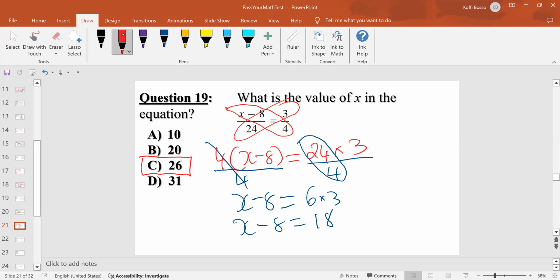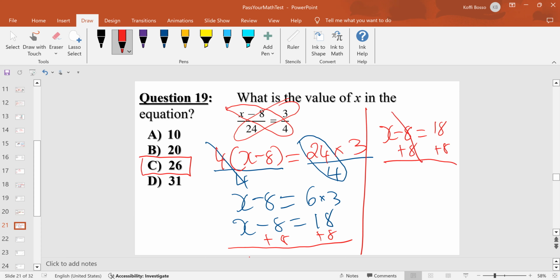And how to solve for x? We're going to add 8 on both sides. Okay, let's go here. We're going to have x minus 8, which is 18. We add 8, we add 8. So gone. We have x is equal to 26.